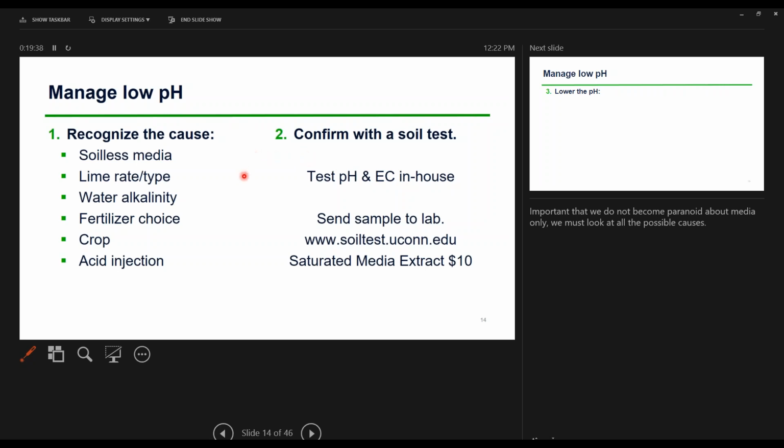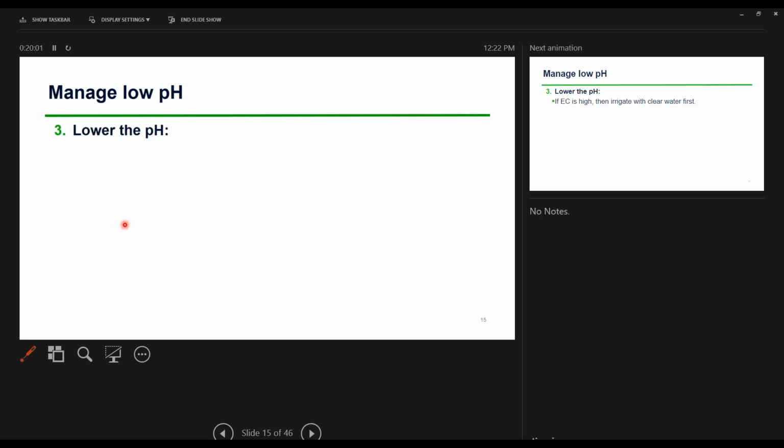And ideally, you want to confirm that with a soil test. Again, you're going to start by doing something in-house, and that will give you a good indication of where you are going to make a management practice. But ideally, you want to send that to a sampling lab. And I just put the example of Yukon soil test, but just go to whatever company is the one that you're most comfortable with. And then alternatives to lower the pH.